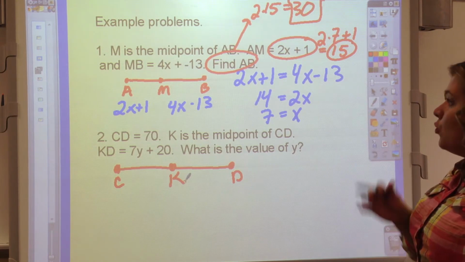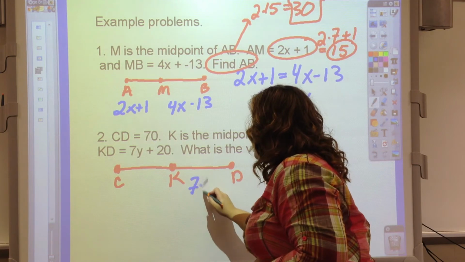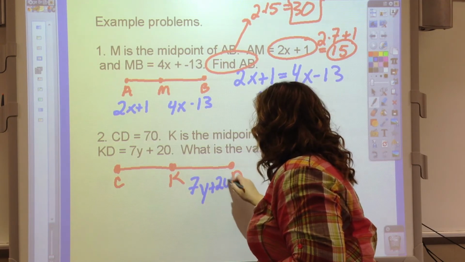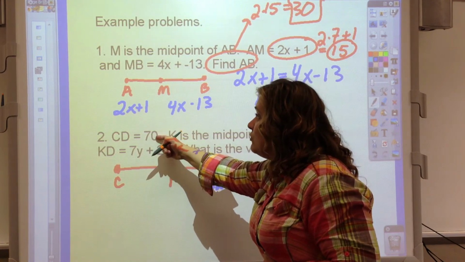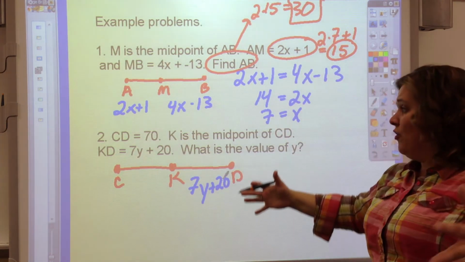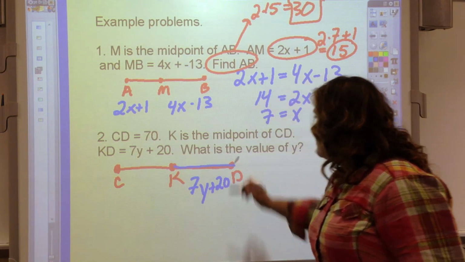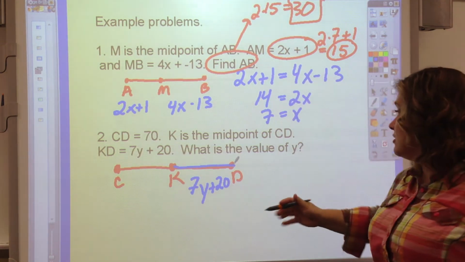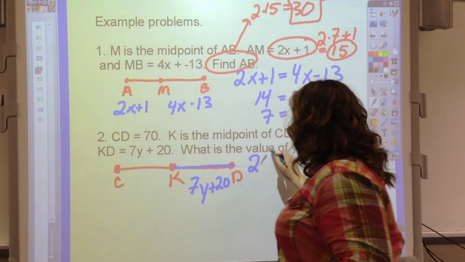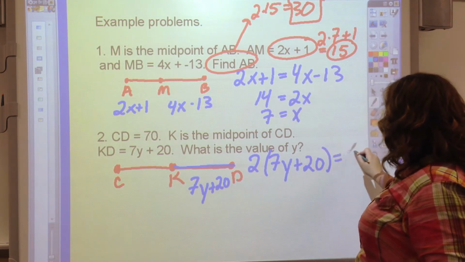Now we learned earlier that I could take 2 times the value of 1/2 of the line and set it equal to the length of the entire line. Hopefully that makes sense. If I know this half, I could multiply it by 2 and set it equal to the entire length. So that's exactly what I'm going to do. I'm going to say 2 times 7y plus 20 equals 70.